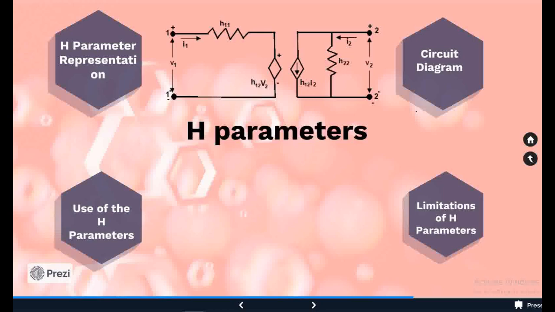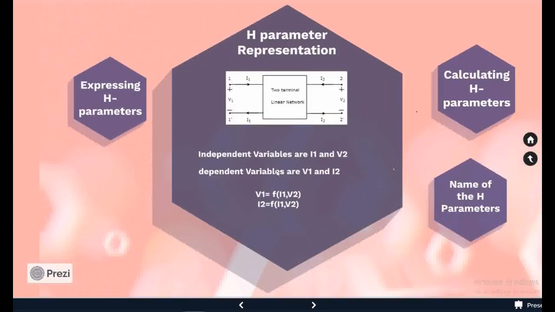In this video, we are going to discuss the H parameters. H parameters are two-port network parameters having four variables named V1, I1 at the input side, and I2, V2 at the output side. In order to analyze the two-port network, we require two independent and two dependent variables. In H parameters, I1 and V2 act as independent variables. V1 and I2 act as dependent variables.